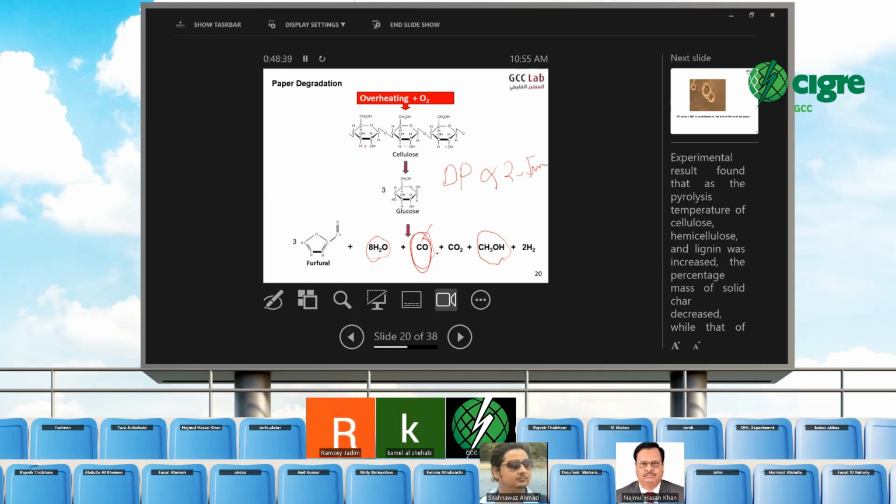From the DP value, we calculate the remaining lifetime. How many years remain for the insulating paper? This gives information on how many years remain for your transformer. So from this, we can give you information about the lifetime of your transformer.